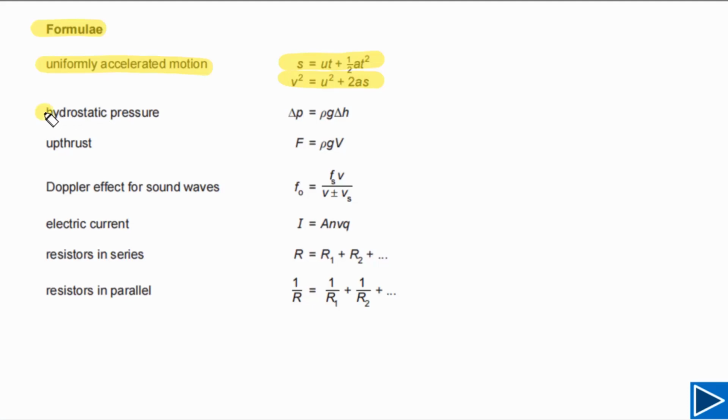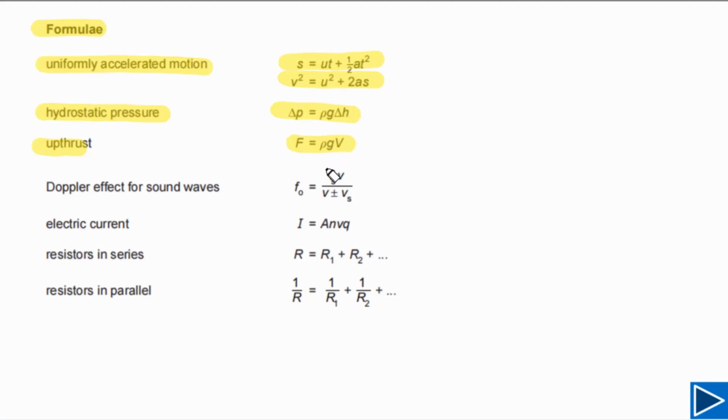The second one is for hydrostatic pressure, meaning Δp = ρgΔh, where ρ is the density of the fluid. Upthrust F = ρgV. ρ is the density of the fluid and V is the volume of the fluid displaced. V is not the volume of the object in the liquid. V is the volume of fluid displaced.